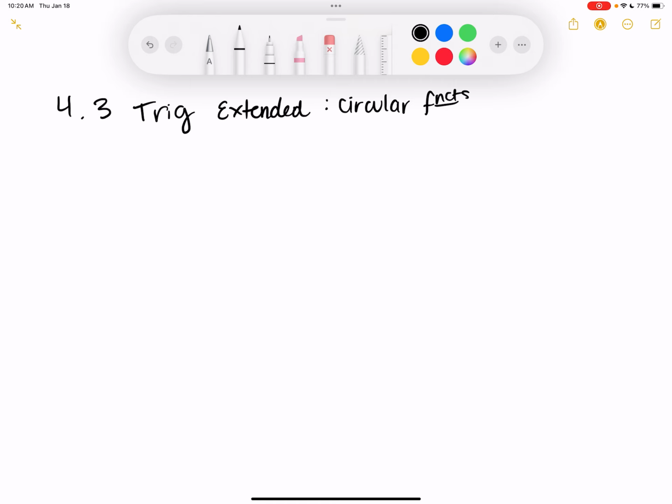Did y'all have notes for this section or no? No? Okay. Most of this will be stuff that you've already seen before, so that's probably why I don't have one.